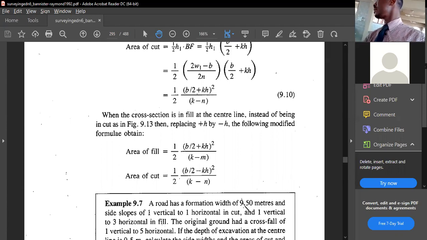So the N, this slope N, you see that? So N for cut, the cut side, M for the fill side. Okay, the subtraction remains constant, but now you have plus here, minus for the cuts. So if you want to remember it, you can kind of easily remember.